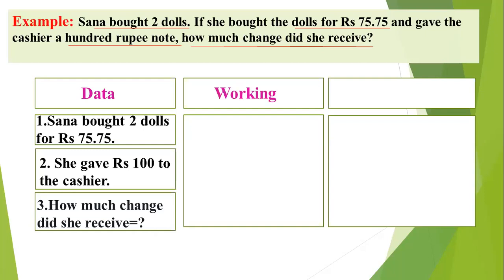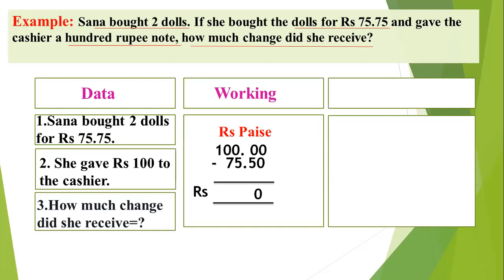Let's show our working. We will write down the sum in a vertical form. Subtract paisa. 0 minus 0 is 0. We cannot minus this 5 from the 0. So we will borrow 1 rupee from the rupees side. Now we are left with 99 rupees at the rupees side.